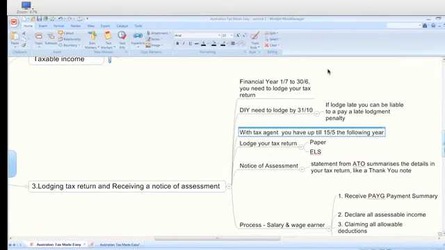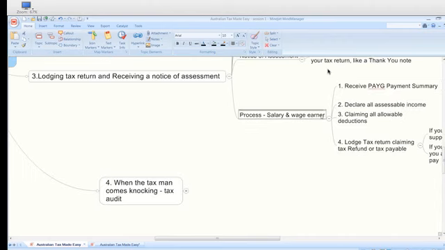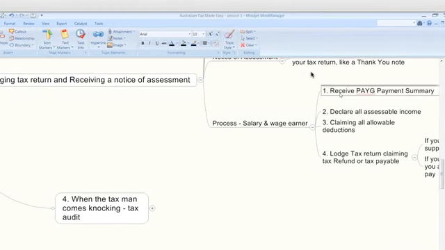If you are a salary and wages earner, I already explained this to you, but I'm going to say it again. If you are an employee, then at the end of the year, the employer will give you the PAYG payment summary. You make sure you declare all your assessable income, and then you claim all your allowable deductions. That means you have to keep all your receipts. They're not going to check your receipts. They're not going to check whether you actually made the expense or not. But when they come and knock on your door, you better show them. You have to be able to substantiate that you have those expenses. Otherwise, they can knock it back and say, sorry, you can't claim that. And if you can't claim that, then you're going to pay more tax.